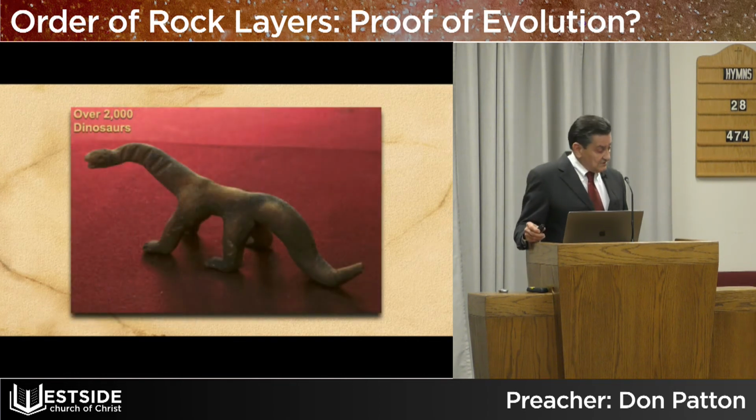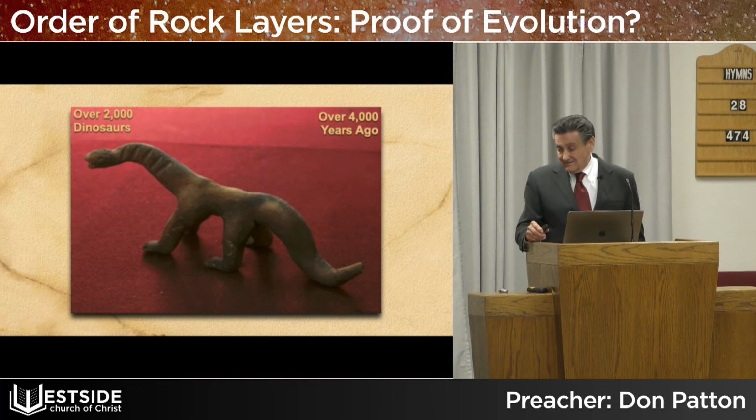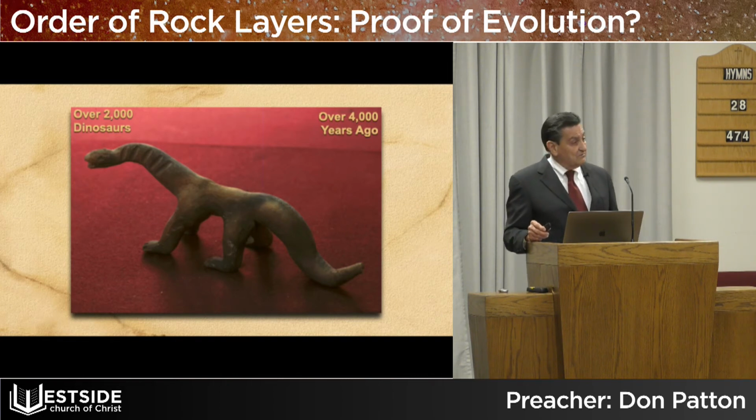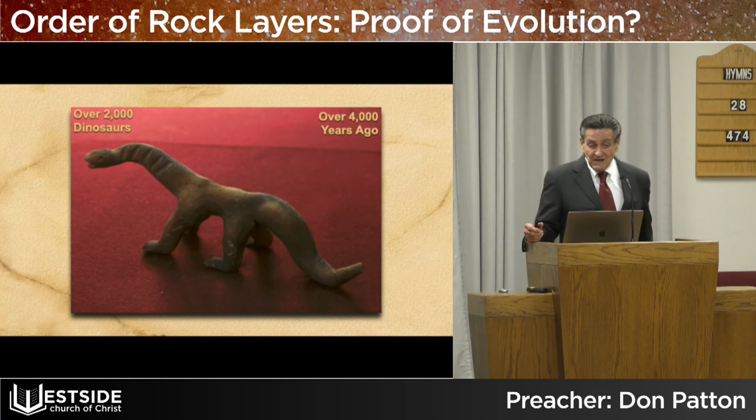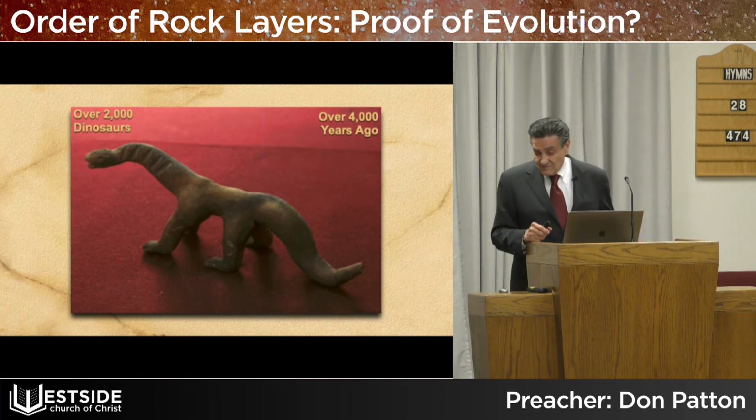But over 2,000 of the 33,000 were of dinosaurs, and they were dated in various ways at about 4,000 years ago. They had them locked up in the back of the police station, and it took us a couple of trips down there to get back in there to them, and finally convinced them.